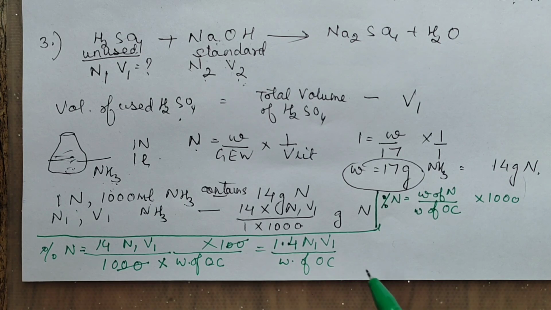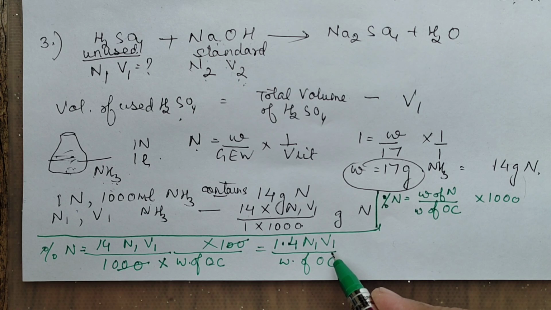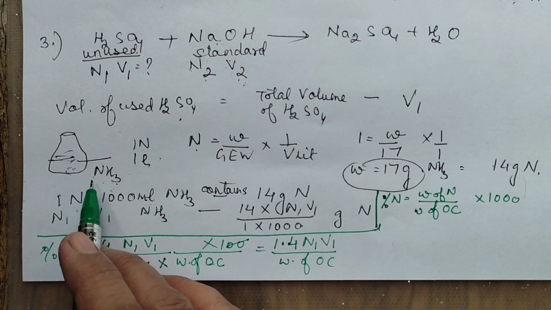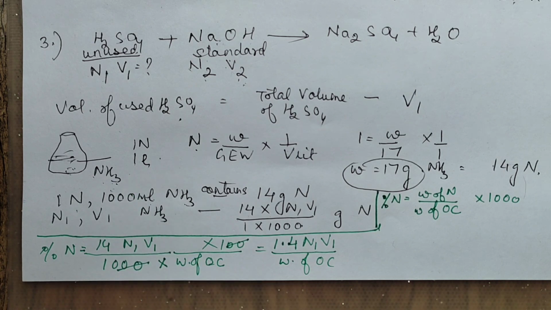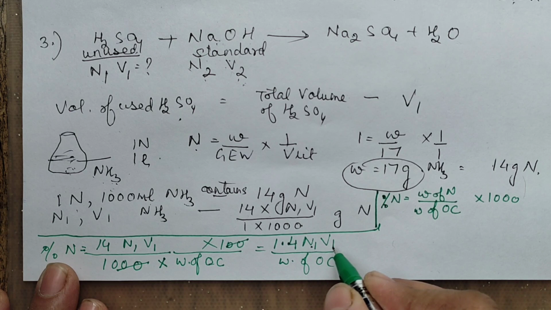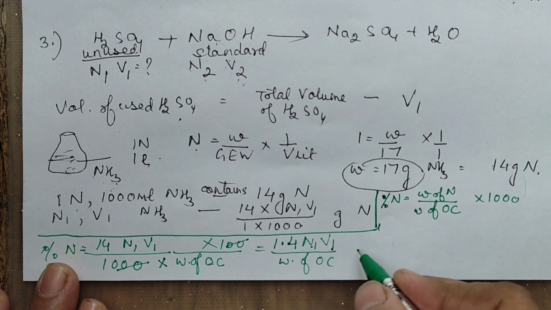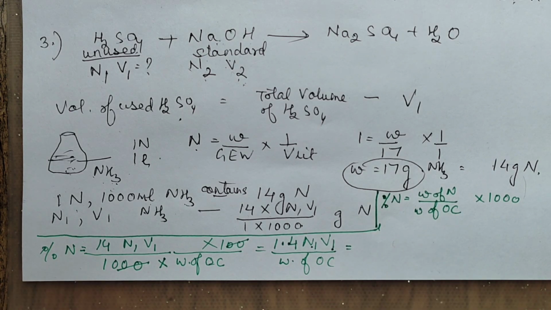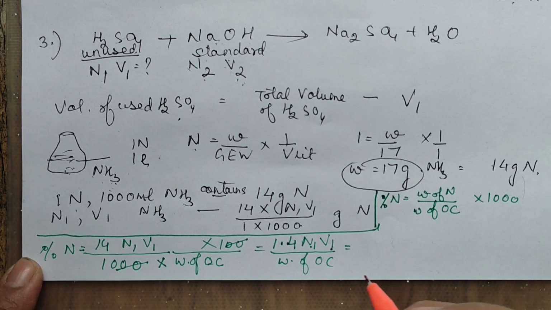Now you must be wondering here, this N1 V1 is what? N1 V1 we are using as the normality and volume of ammonia. But since the equivalent of ammonia and the equivalent of sulfuric acid were the same, what we will use is this N1 and V1 will be the normality and the volume of sulfuric acid, because the equivalent is same. So what is the final formula, children?